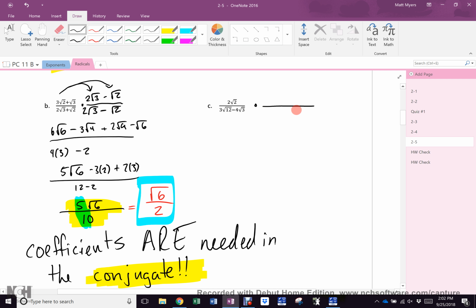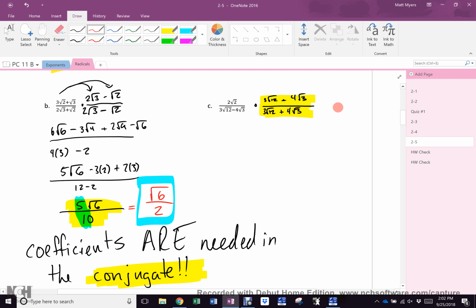If I don't simplify, what am I writing here? 3 root 12 plus 4 root 3. That's if I don't simplify. Then what's in the numerator? Same thing. Why? What value does this have? 1. Multiplying by 1, does it change anything? Just changes the looks. So now I can go ahead and work this out.